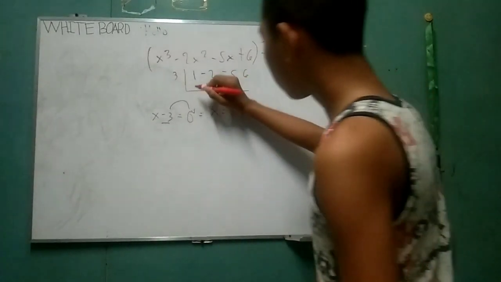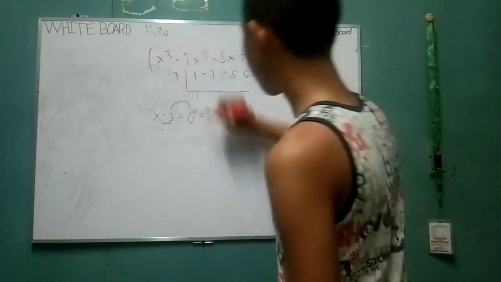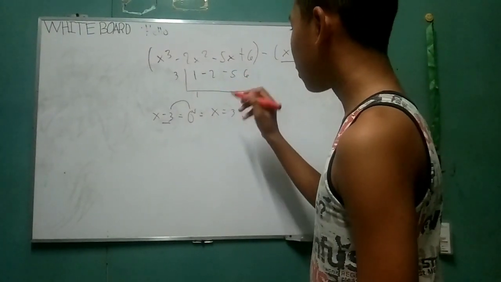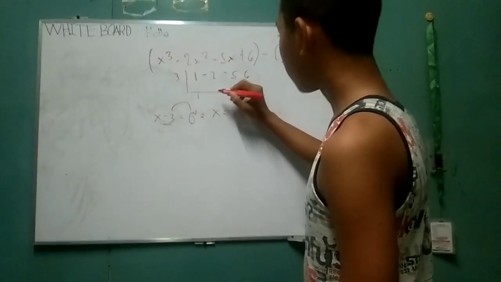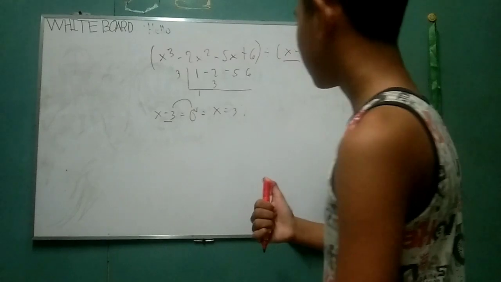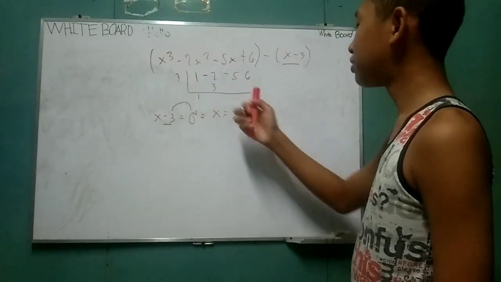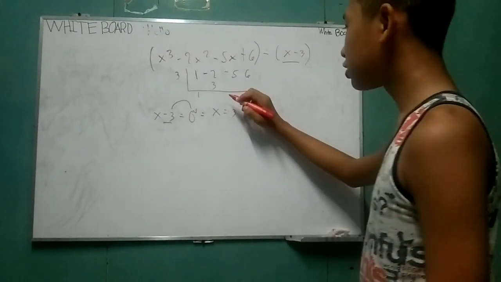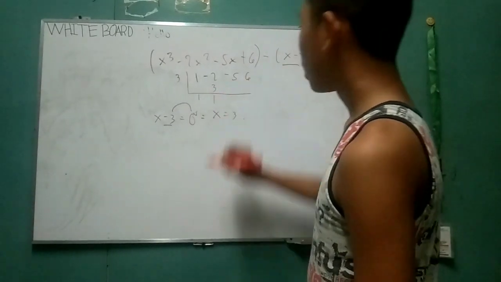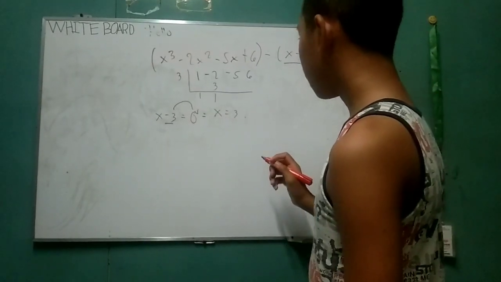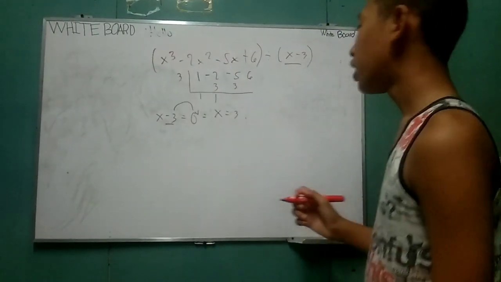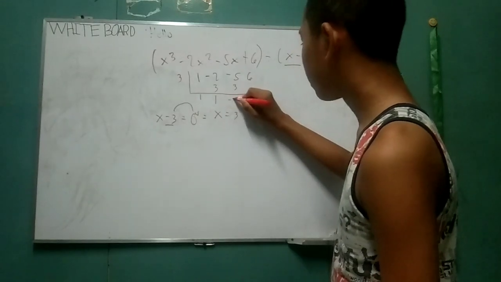Now first we bring down 1, becomes 1. Then we multiply 3 by 1. 3 times 1 equals 3. We then add it, knowing that this is negative. So negative 2 plus 3 is equal to 1. We multiply it again, and we get 3 again. Negative 5 plus 3 is equal to negative 2.